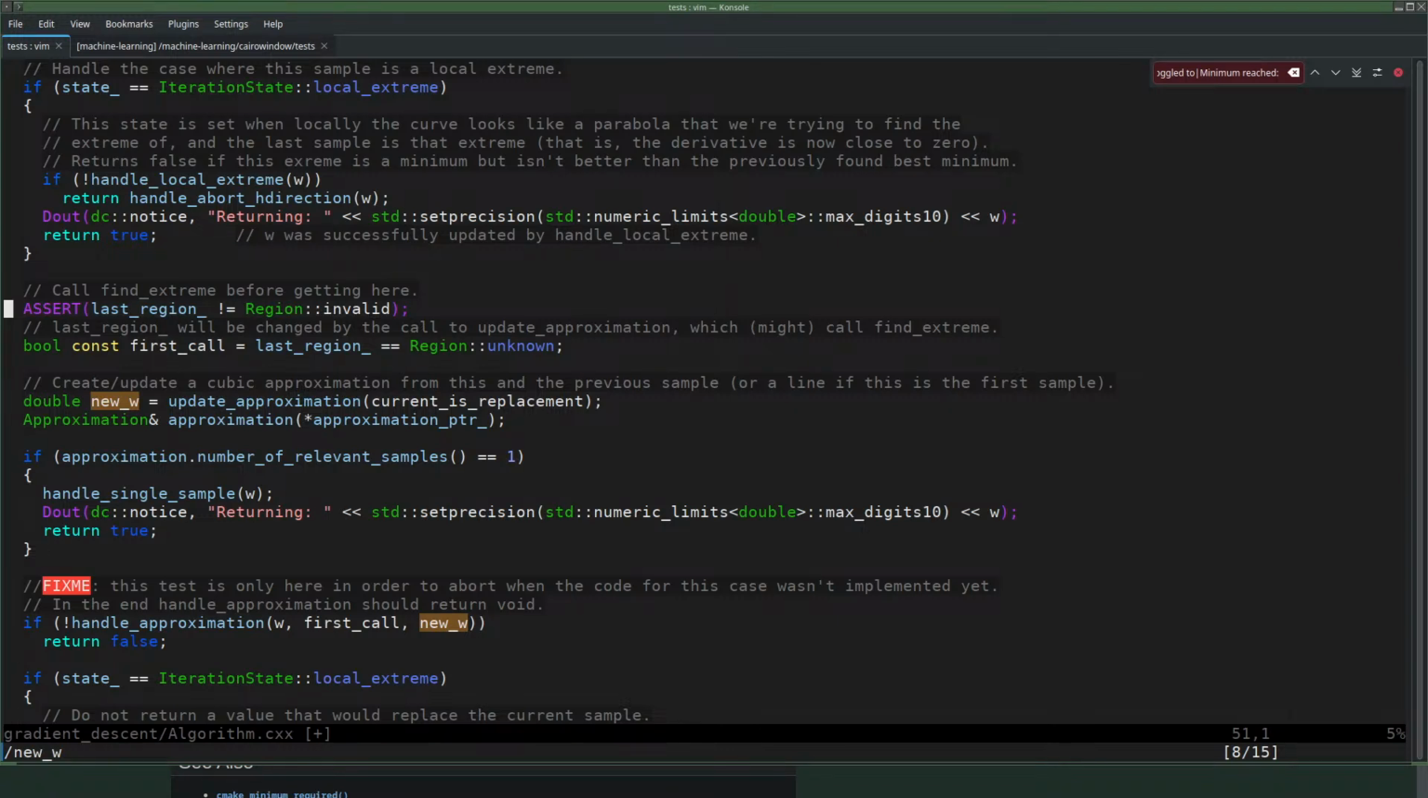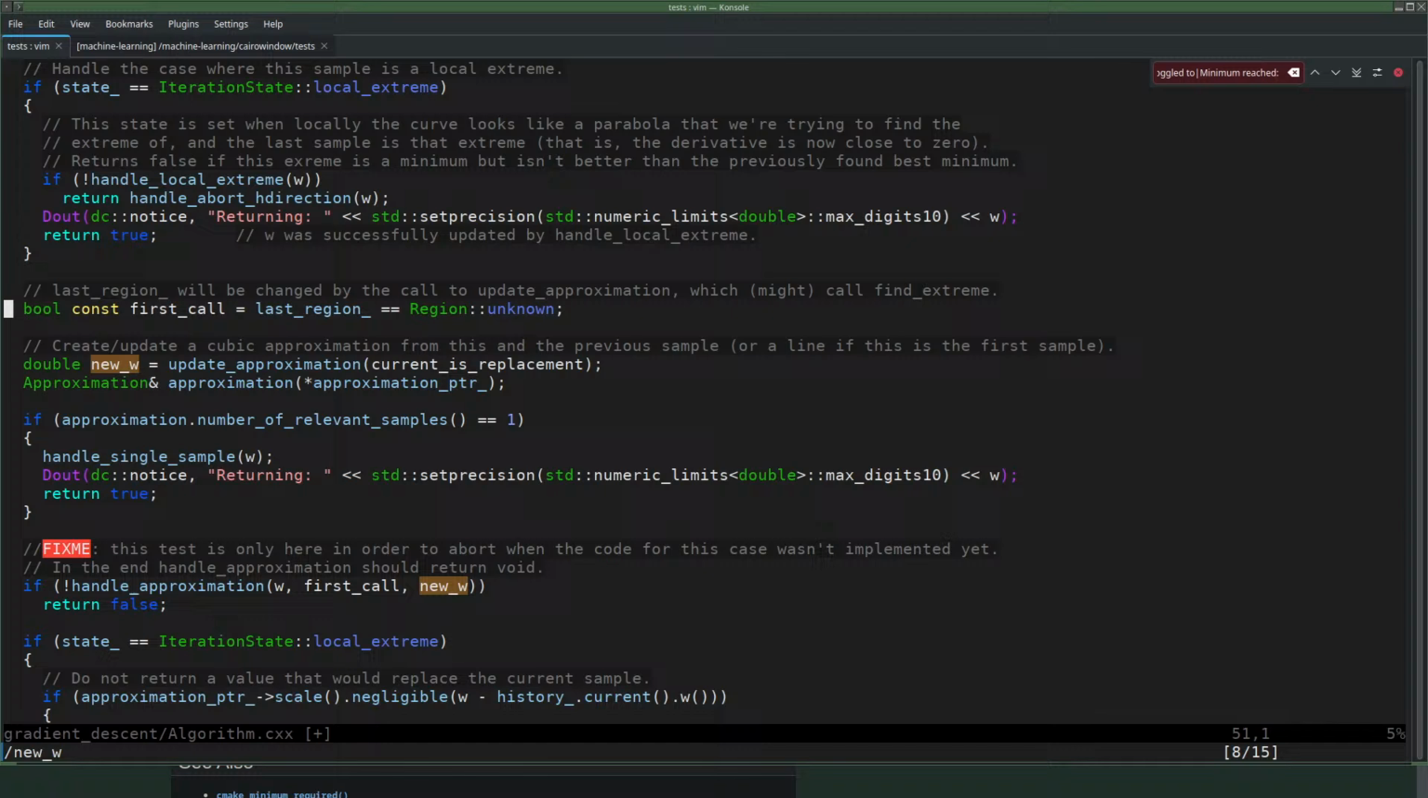Okay, I think this assert should be removed. It seems okay to enter again while it is still invalid. And then first call should be false because it is not first call. Well, for now it's okay to make it false, I think. And then see where we need that thing not to be invalid.